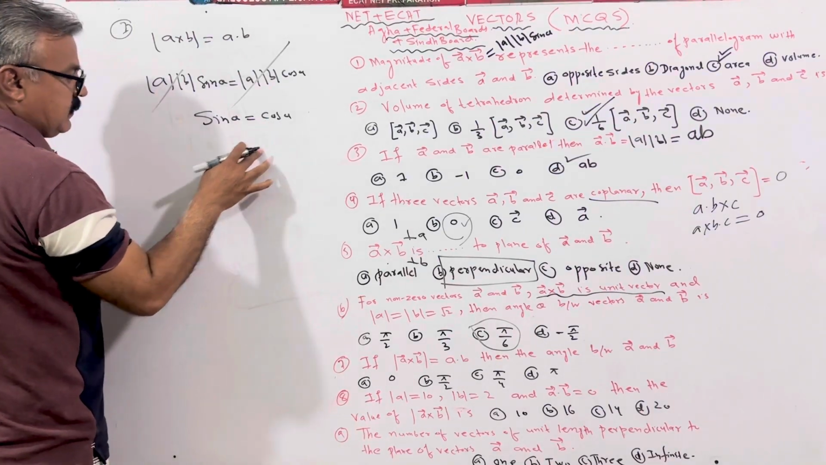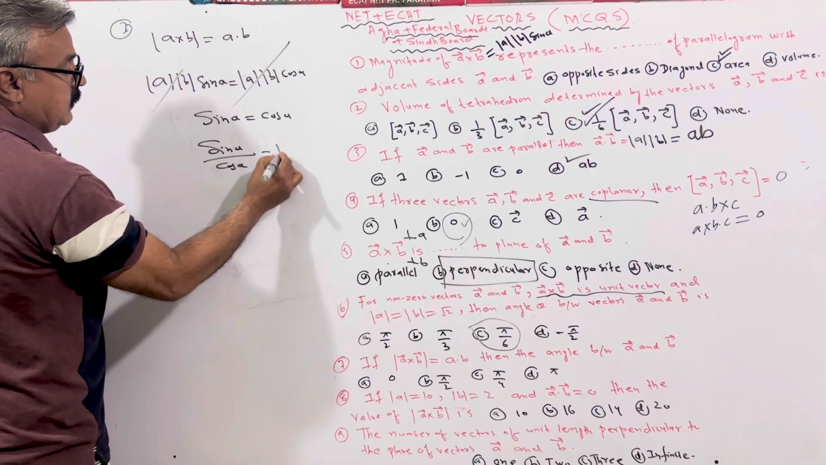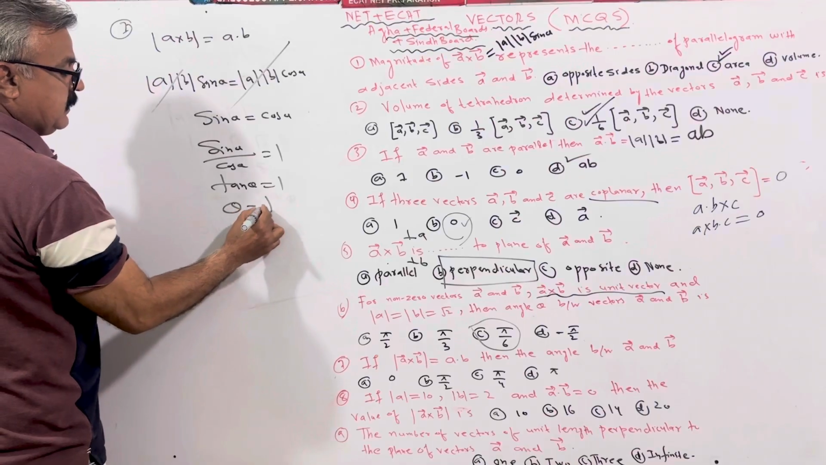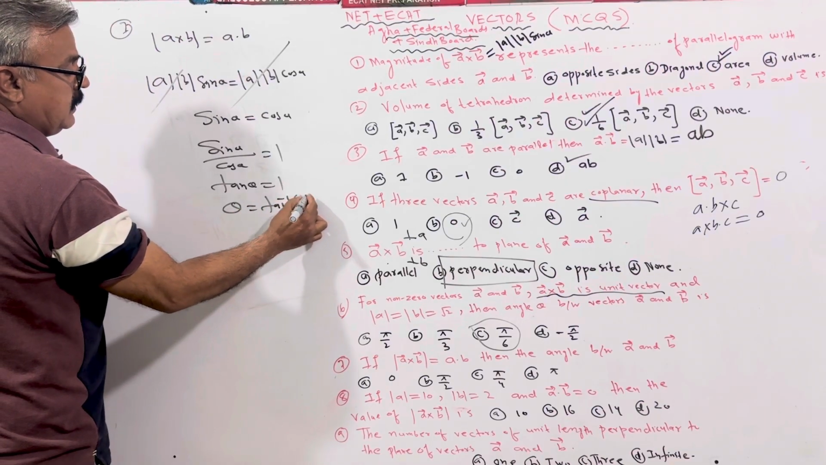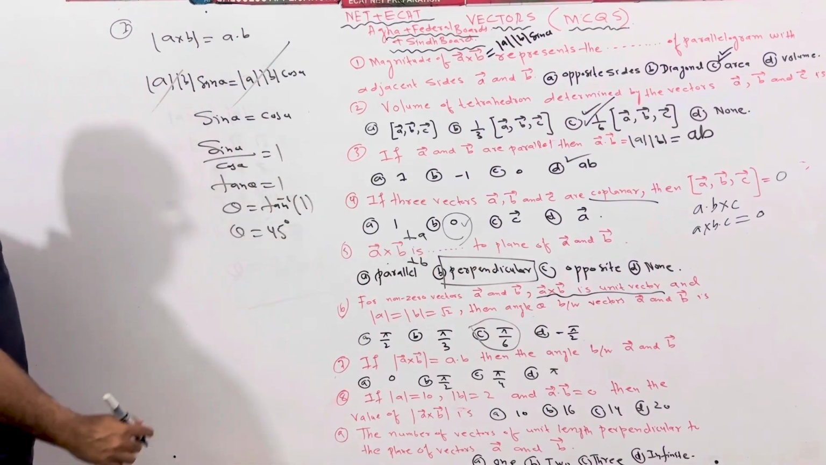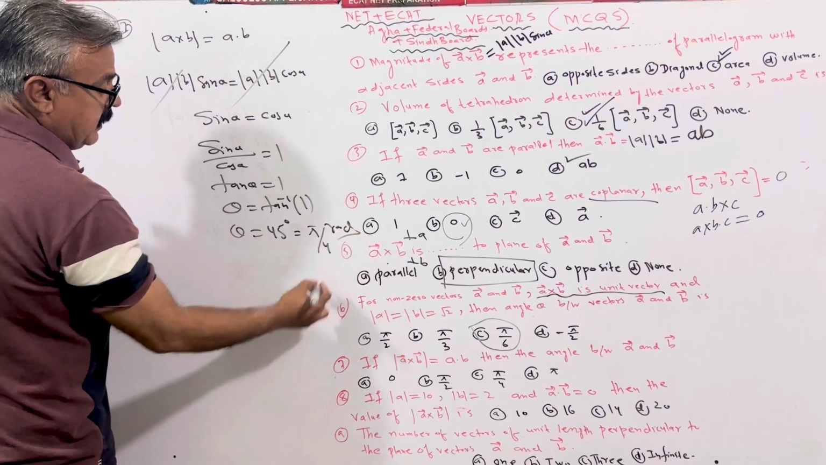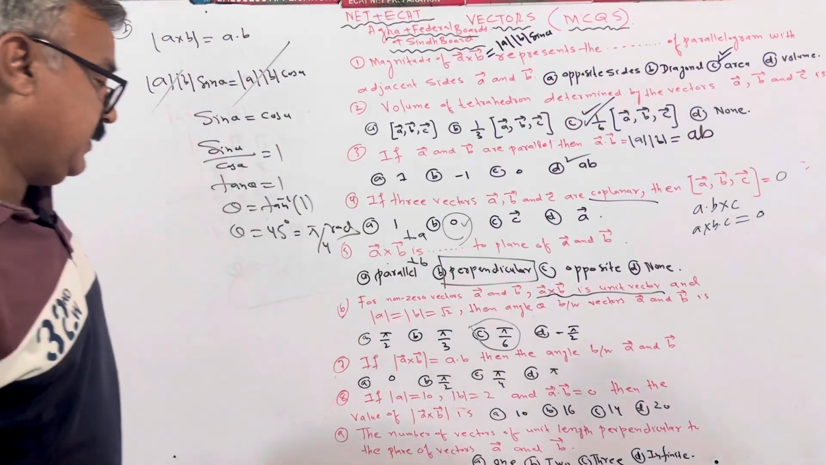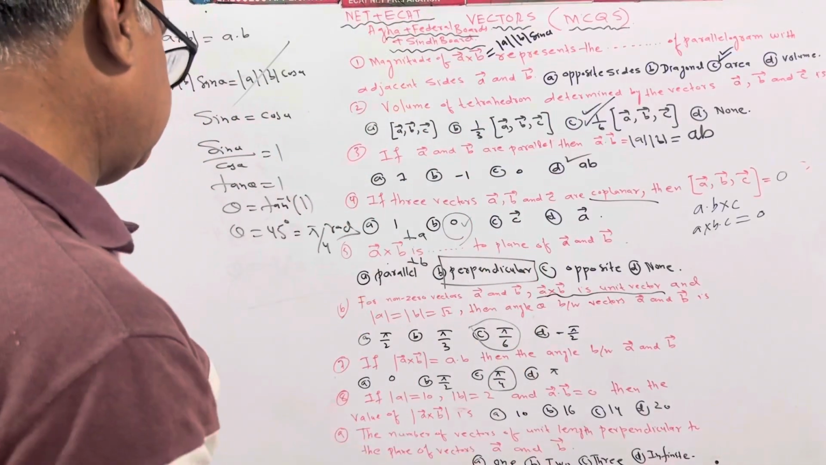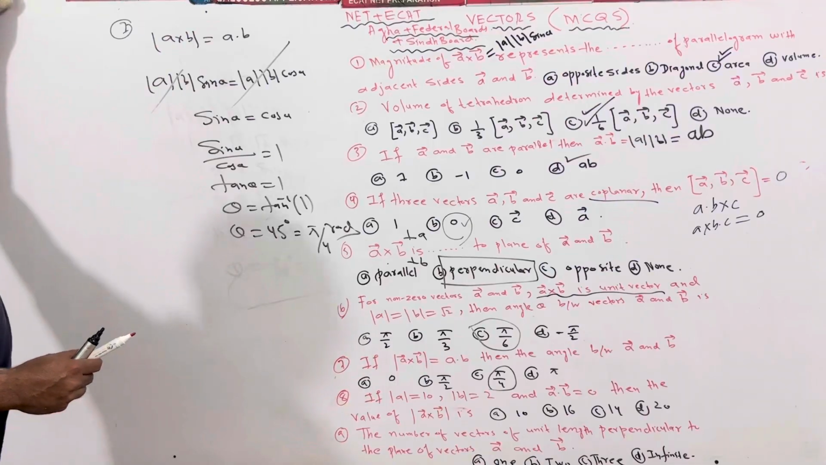Okay, solve. Shift cos here. Sine theta over cos theta is equal to 1. Sine over cos is tan theta. Theta is going to be arc tan of 1. Arc tan of 1 is 45 degrees or pi upon 4 radians. So the option in that case is option C.